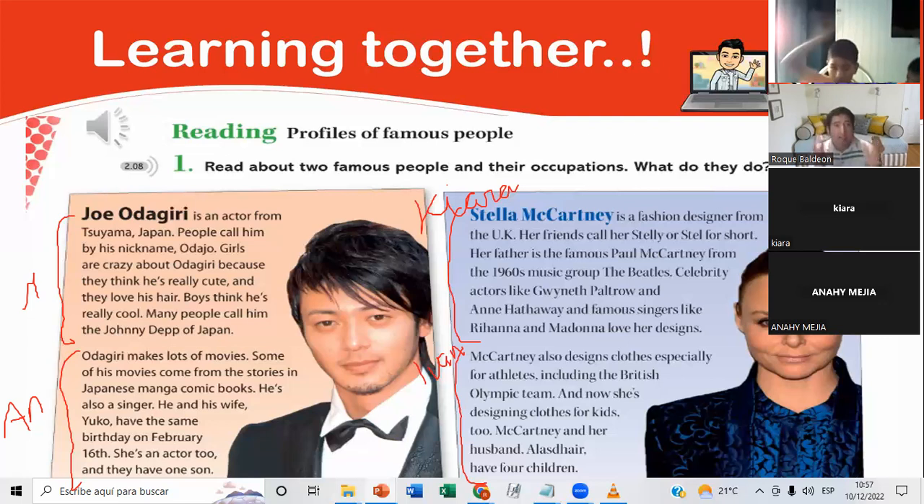People, these girls are crazy. Las chicas se vuelven locas about Odagiri, no? Acerca de Odagiri, good. Because, ¿por qué, teacher? They think he's really cute, no? Creen que es muy guapo. He's really cute. And they love his hair, no? Y les encanta su cabello, no? Good.